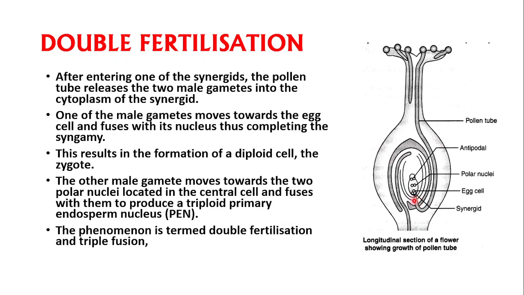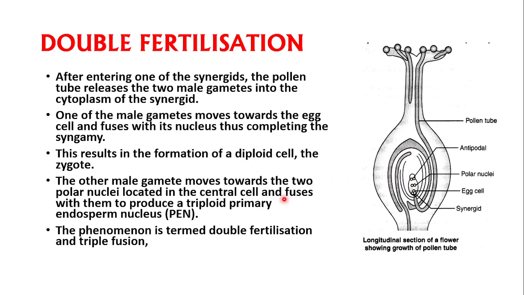And these synergids, I have told you, they will have finger-like projections. Those finger-like projections are called the filiform apparatus. When the pollen tube approaches this micropylar end and the synergids, the filiform apparatus present there will guide one male gamete towards the egg cell and another male gamete towards the polar nuclei.